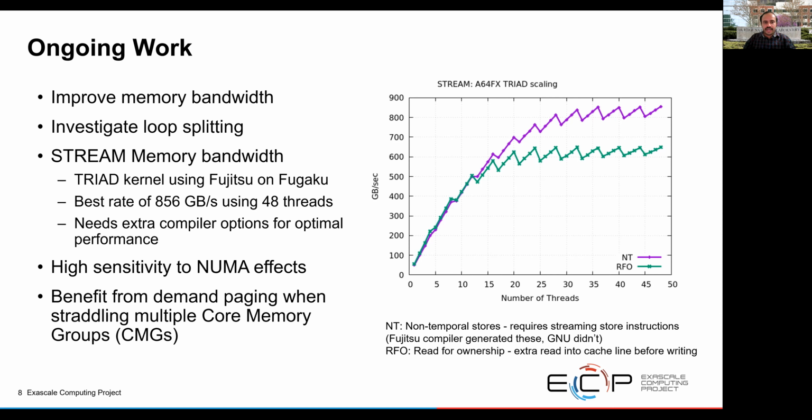There is a lot of high sensitivity to NUMA effects. The A64FX architecture itself is divided into 4 core memory groups, so you need to be extra careful about how you do placement and affinity. We have also noticed a big benefit from demand paging when you're straddling those core memory groups. So these are lessons learned. We are still trying to improve the application, and these are preliminary results.